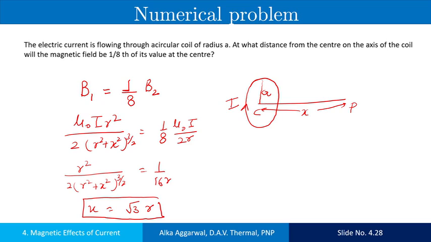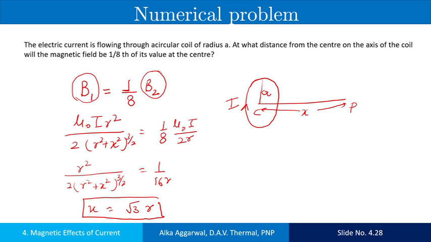Now it is a numerical. The electric current is flowing through a circular coil of radius a. At what distance from the center on the axis of the coil will the magnetic field be 1 by 8th of its value at the center? It is the magnetic field at a point on the axis of the coil, and it is the magnetic field at the center of the coil.